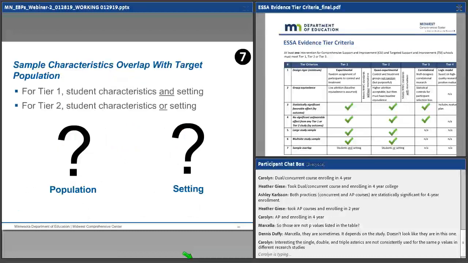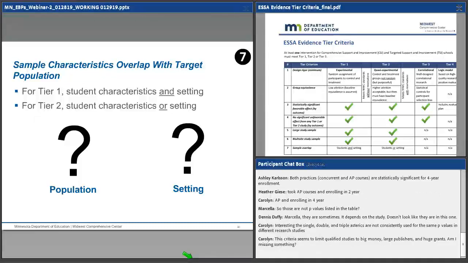multi-site study requirement. Finally, the last requirement is around sample overlap. And what's important here is that for Tier 1, in order to meet Tier 1, there has to be overlap between the study you're looking at and the population of your own school or district along the student characteristics and the setting, right? If you only meet one of them, then you can qualify for Tier 2.